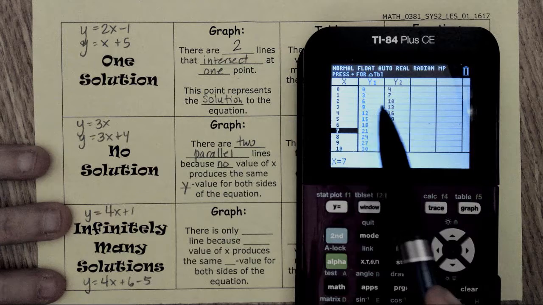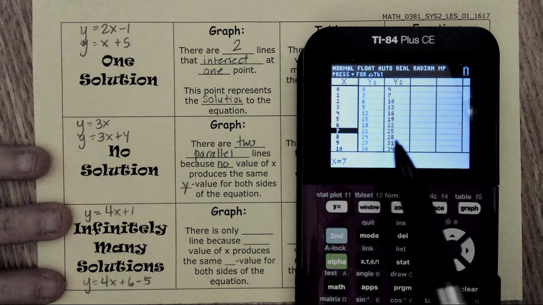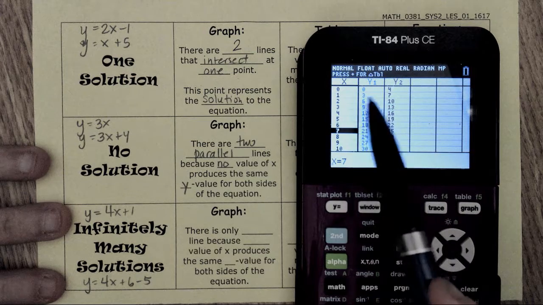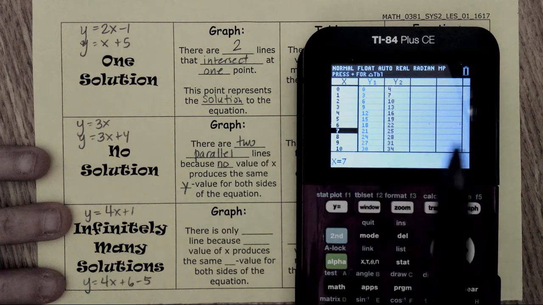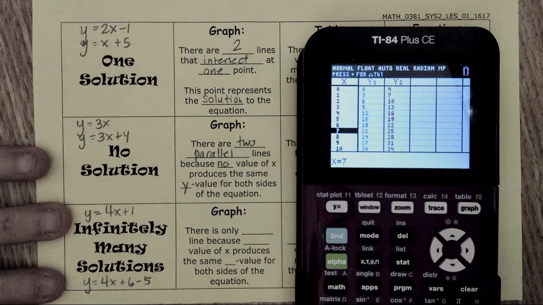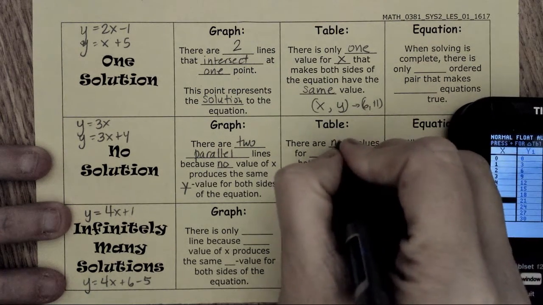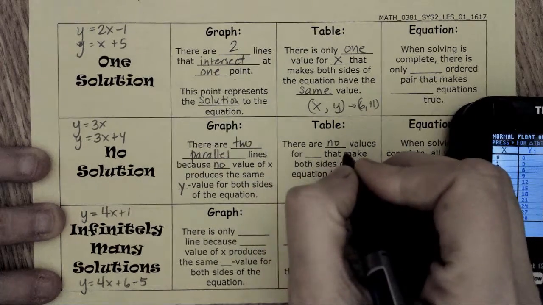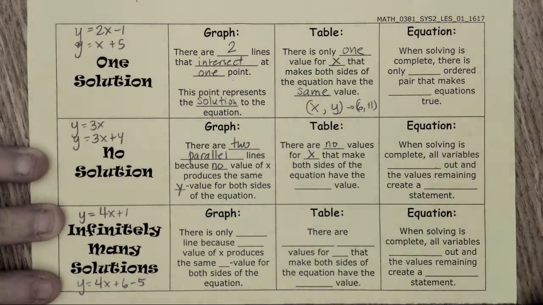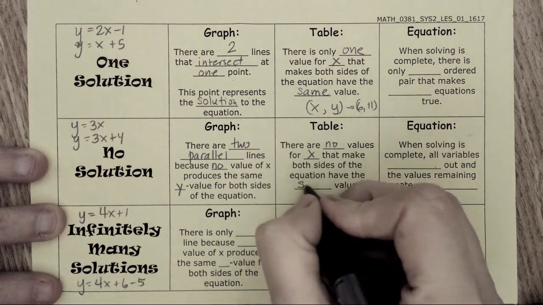6 plus 4 is 10. 9 plus 4 is 13. Every one of these y1 and y2 values is the same distance apart. They're always 4 apart. That means they're never going to get any closer. That means I have no solution. So I have no values for x that make both sides of the equation have the same value.